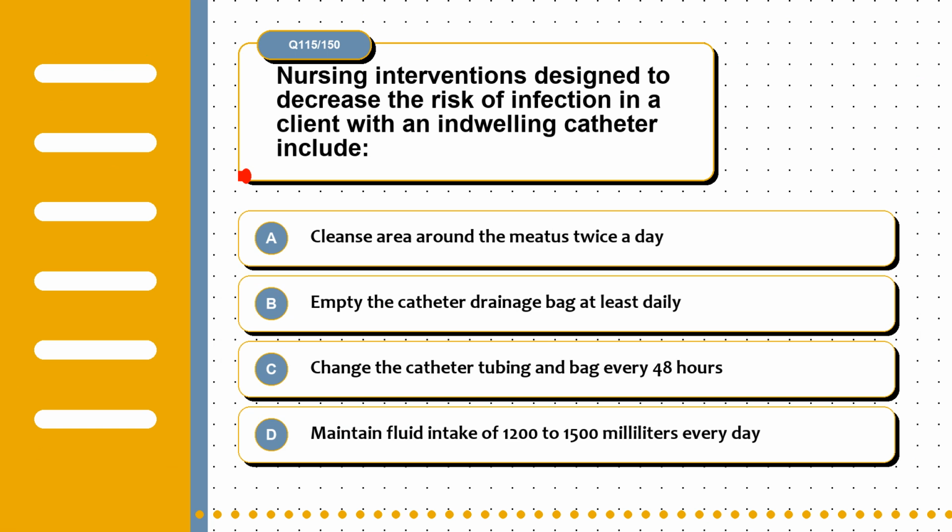Question 115. Nursing interventions designed to decrease the risk of infection in a client with an indwelling catheter include. Here are the options. Option A. Cleanse area around the meatus twice a day. Option B. Empty the catheter drainage bag at least daily. Option C. Change the catheter tubing and bag every 48 hours. Option D. Maintain fluid intake of 1,000 to 2,000 milliliters every day.